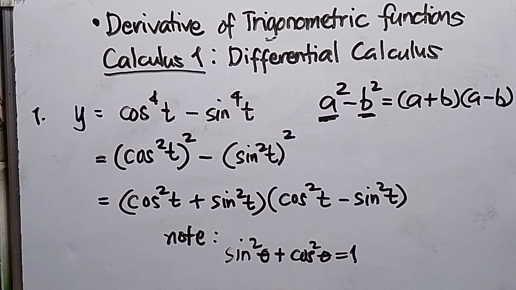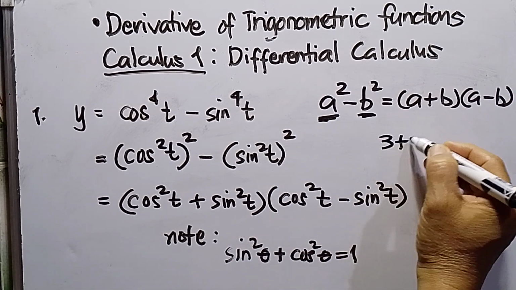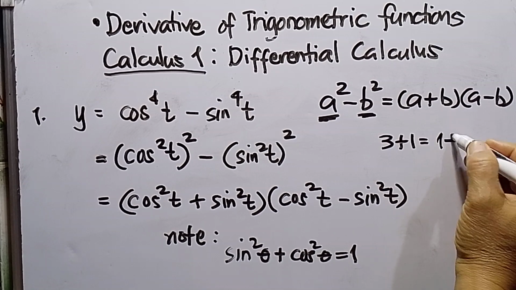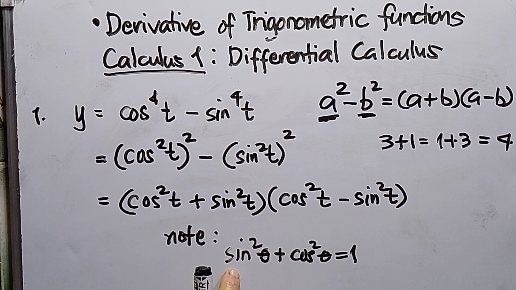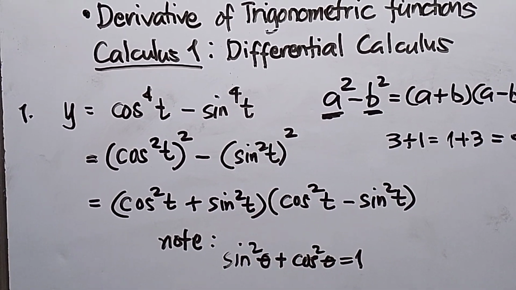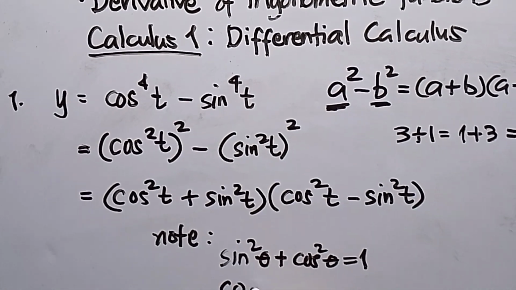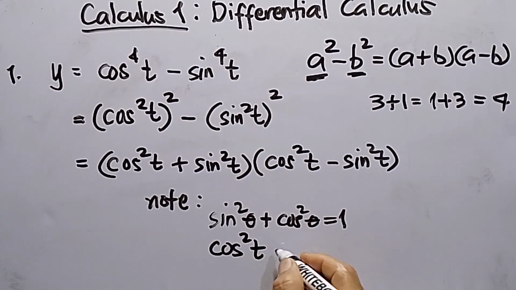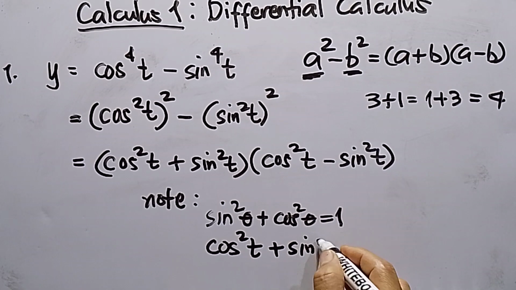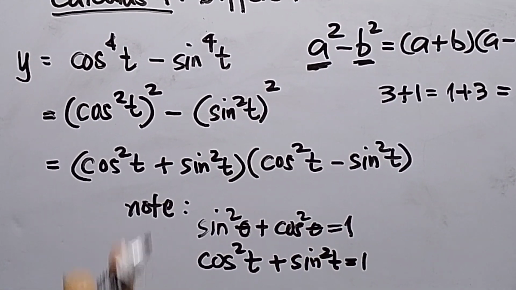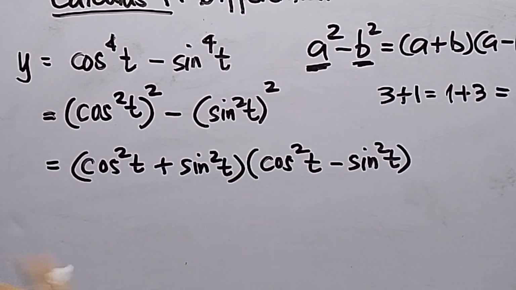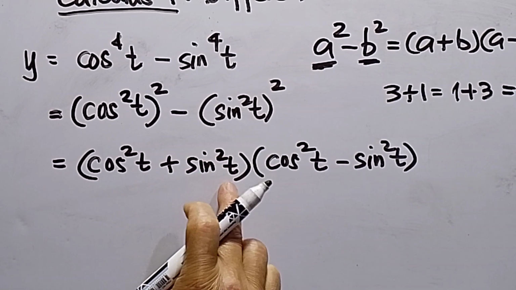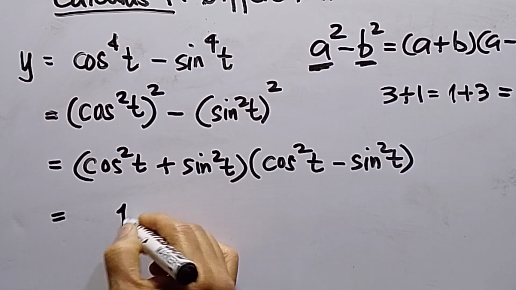So take note, addition is commutative. When you say 3 plus 1, it could be 1 plus 3. The answer is 4. Like this, cosine squared plus sine squared theta is the same as sine squared theta plus cosine squared theta equals 1. So I can do this one as cosine squared t plus sine squared t is equal to 1. So I need to replace this one. So cosine squared t plus sine squared t is equal to 1.